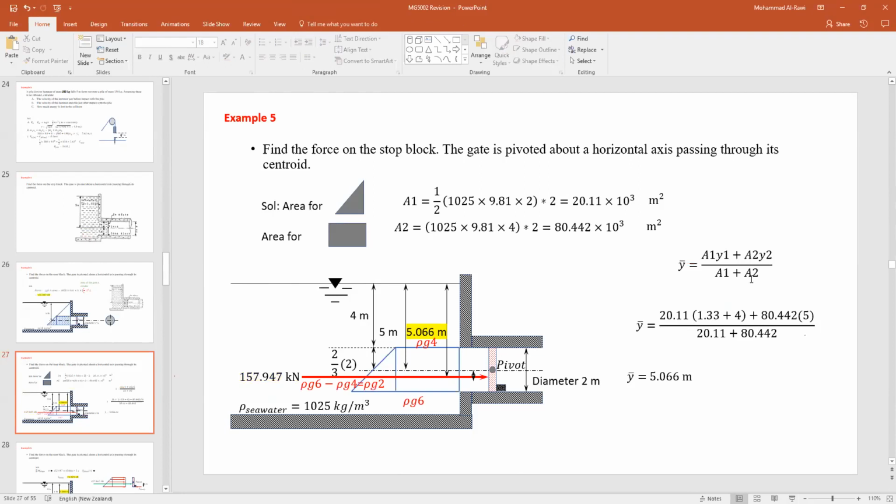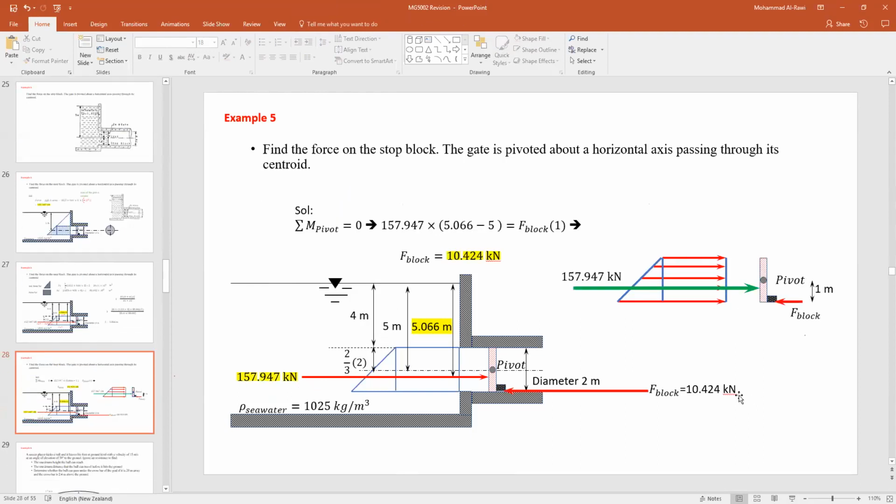Now, the Y2 is for the centroid of the rectangular shape. It's already given to us, which is at this point, 4 plus 1 meter, which is the radius, and that will be 5. That's the Y1 and Y2. We'll have a question about centroid today, so hopefully we cover something like that. If you have any other question about this example, feel free to ask.